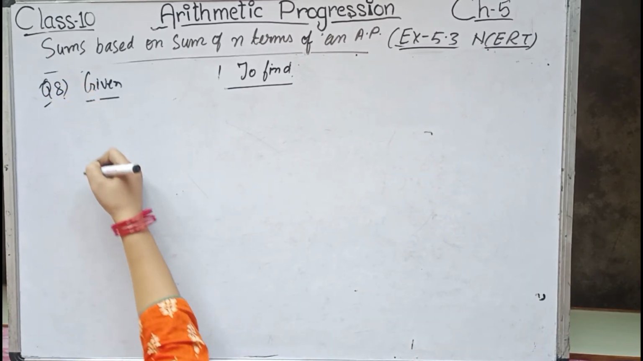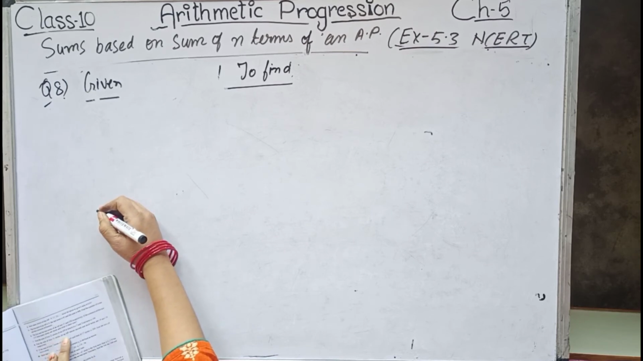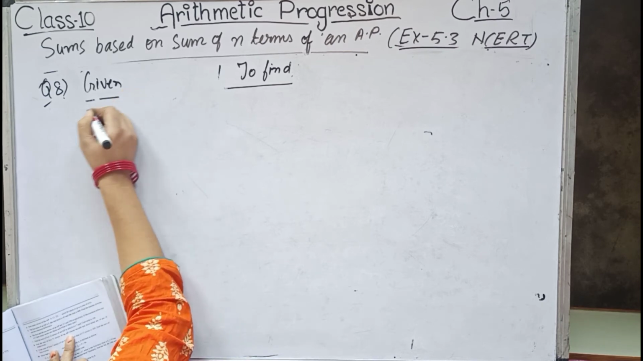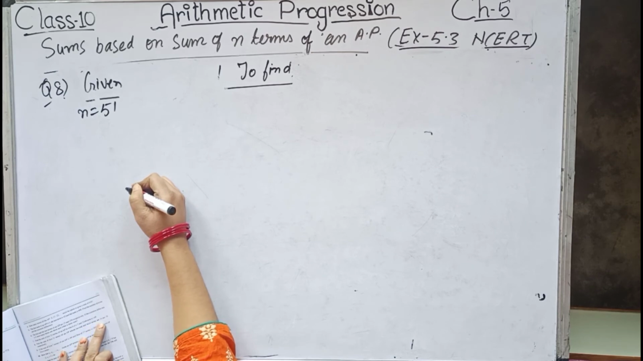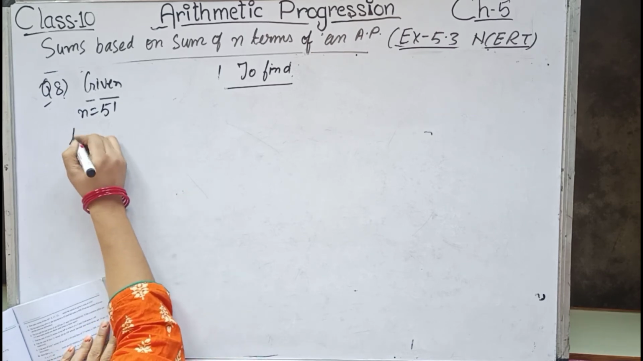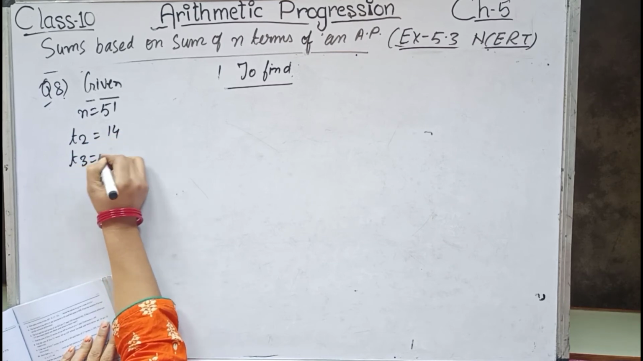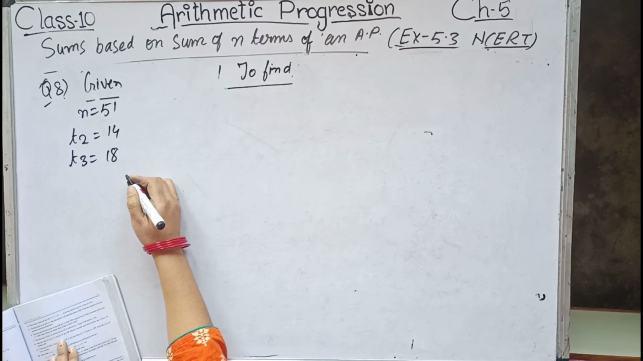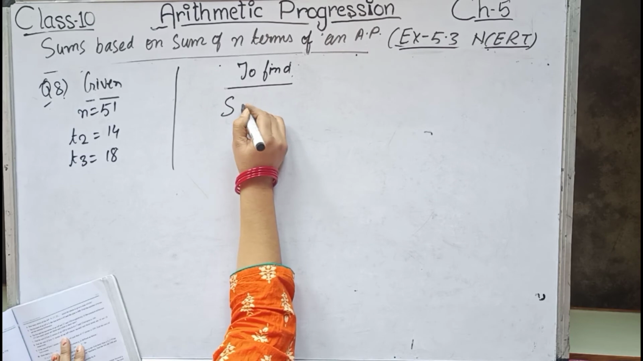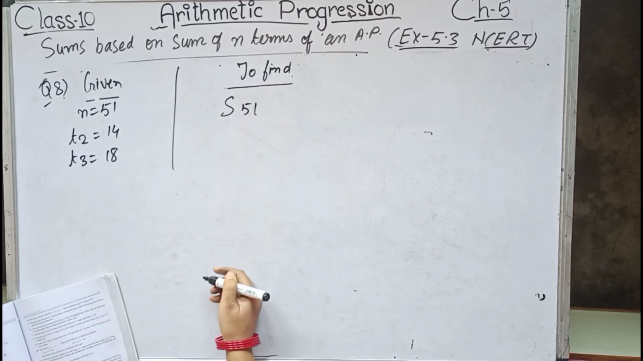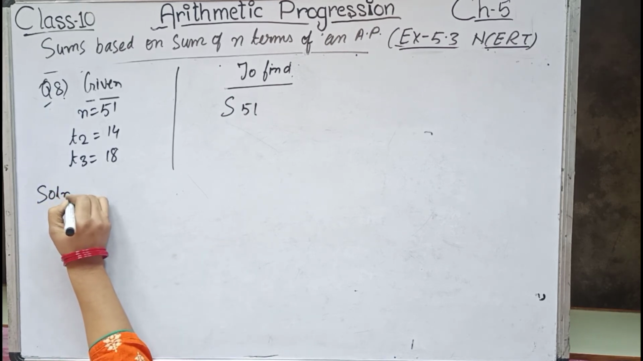Next, question number 8. Question number 8 is, find the sum of the first 51 terms of an AP whose second and third terms are 14 and 18. So given n equals 51 terms of an AP, T2 equals 14 and T3 equals 18. We have to find S51, the sum of the first 51 terms. So let us start the solution.